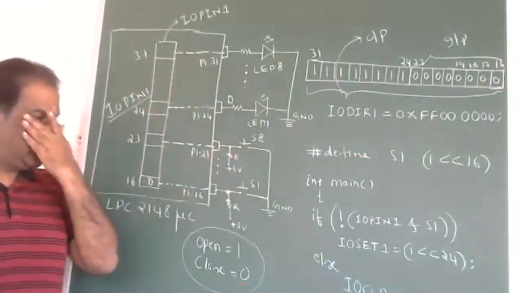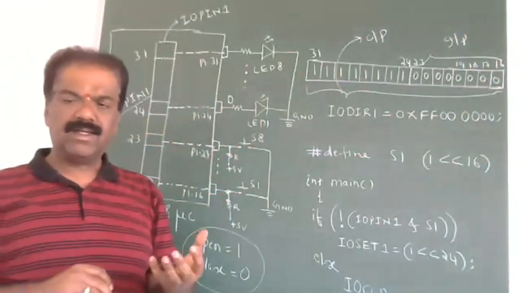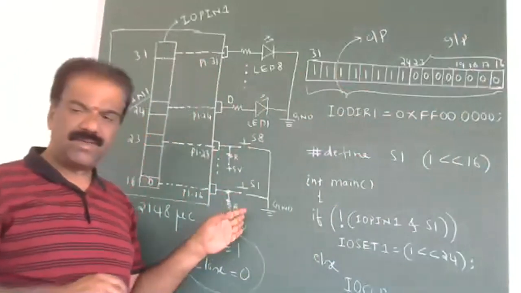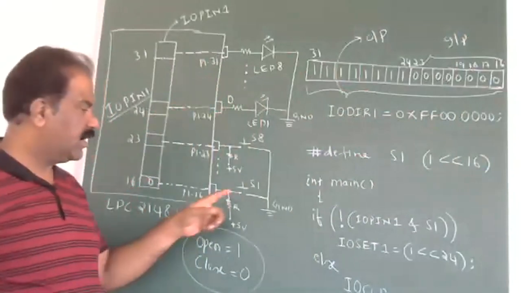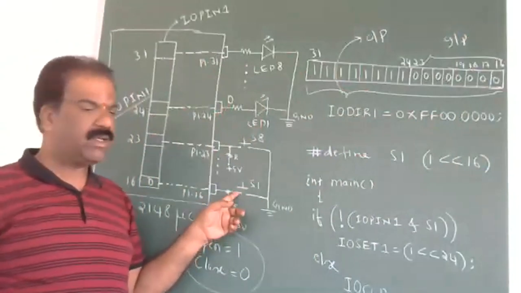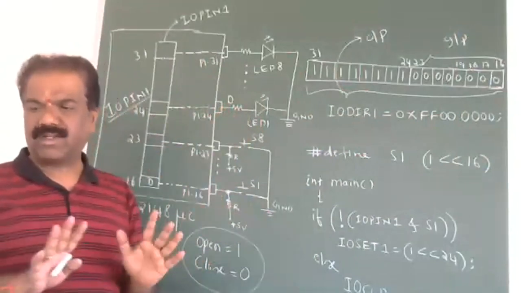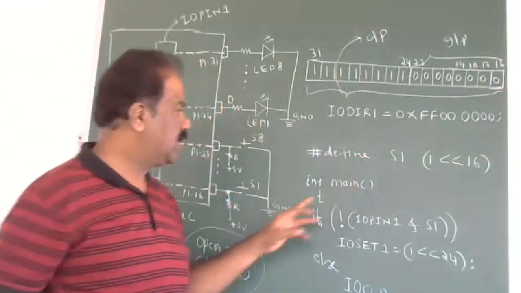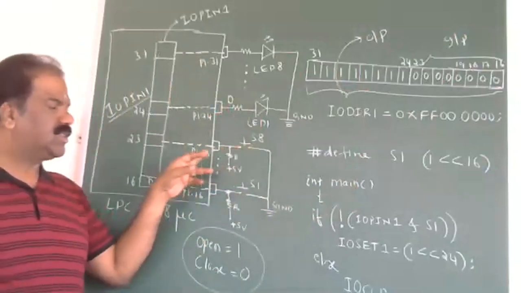Clear? Then here I'm going to explain the code for how to get the data from the input device and how to send it to the output device. I'm just going to explain one particular thing, S1 and LED 1. If you close the switch S1, LED 1 must be on. If you release, LED 1 must be off. Like that, you have to write the code. Now here, because we know that S1 uses pin 16 and S8 uses pin 23.